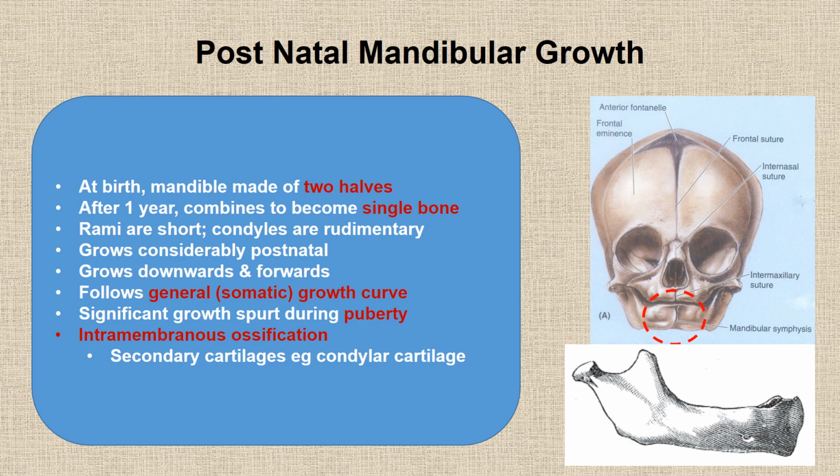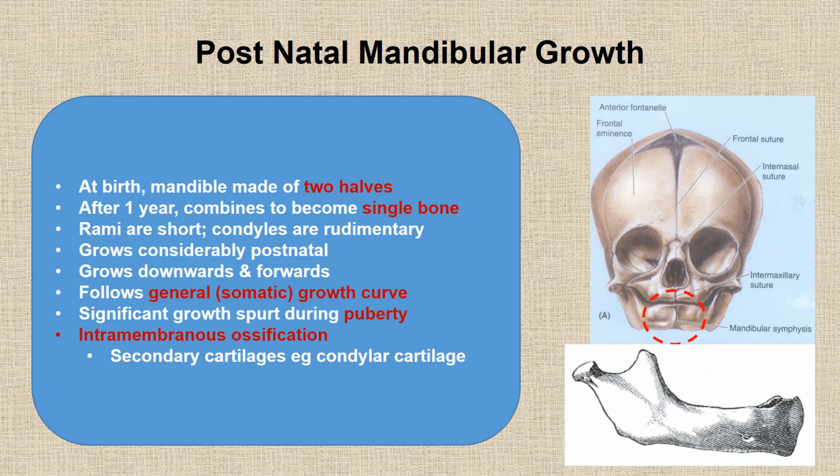Now, let's have a look at mandibular growth postnatally. At birth, the mandible is made of two halves. After 1 year of age, the two halves combine to become a single mandibular bone. Now, in the infant mandible, the rami are short and the condyles are rudimentary, but there's considerable growth postnatally, and the mandible grows downwards and forwards.